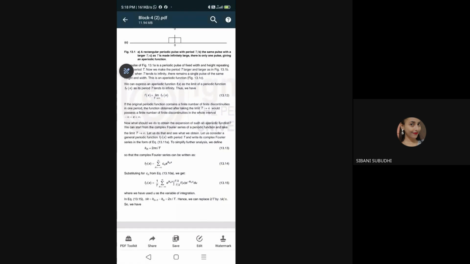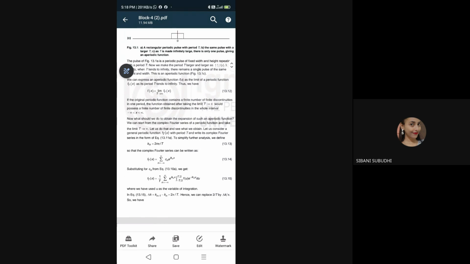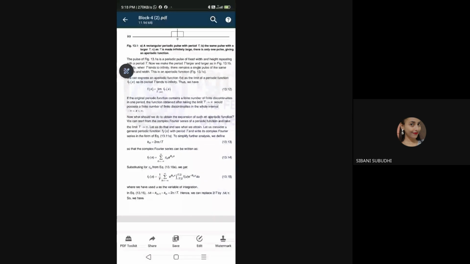You know a general periodic function f(x) with period T can be written as f(x) equals summation n equals minus infinity to infinity Cn e^(i kn x). And this can be written as 1 by T summation n equals minus infinity to infinity e^(i kn x) integration from minus T/2 to T/2 f(u) e^(-i kn u) du, where kn is equal to 2nπ/T and u is the variable of integration.